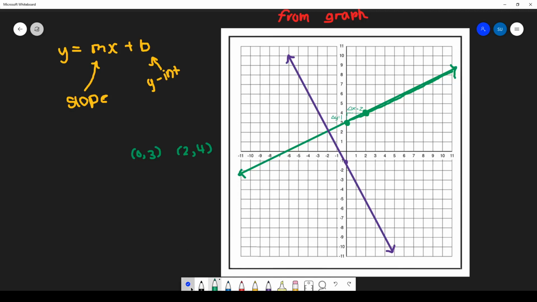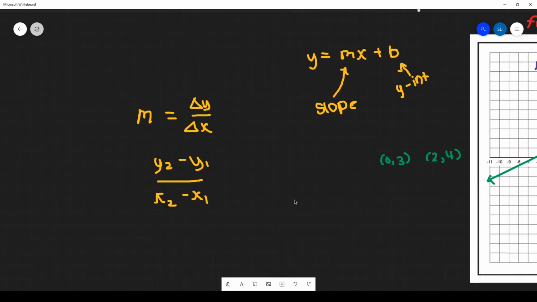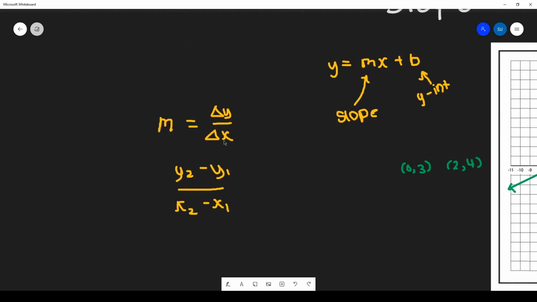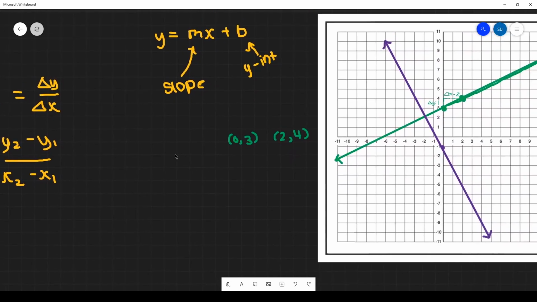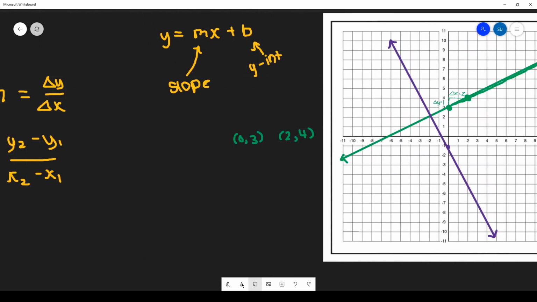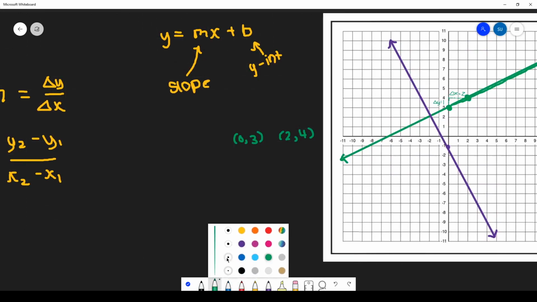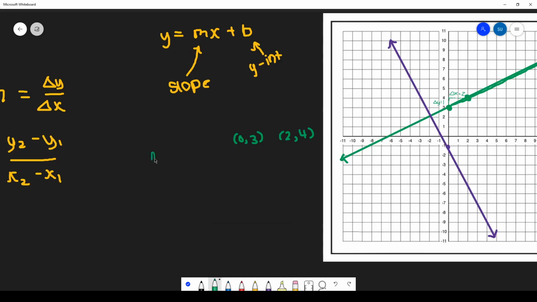And when we refer back to our equation m equals delta y over delta x, we can plug these values in and we will get m equals 1 over 2. Remember to put the delta y over the delta x, and that's basically your slope. You've gotten it. Your slope for this green line is going to be 1/2.